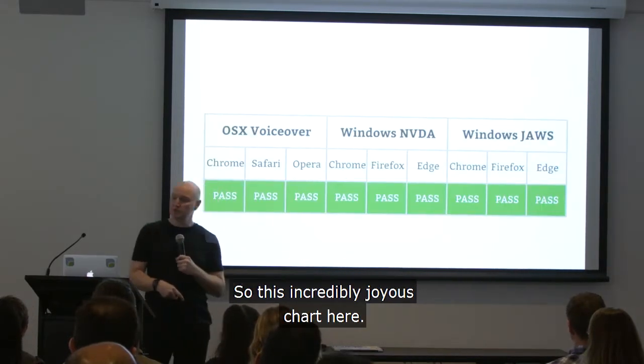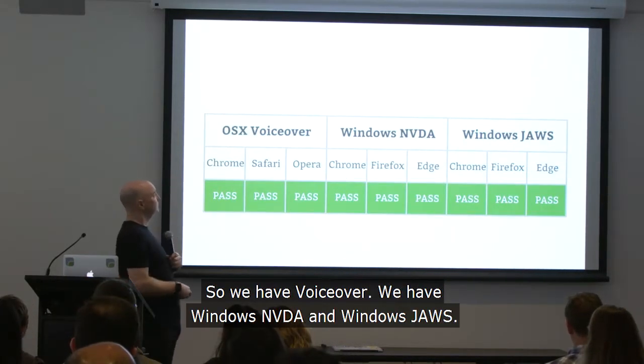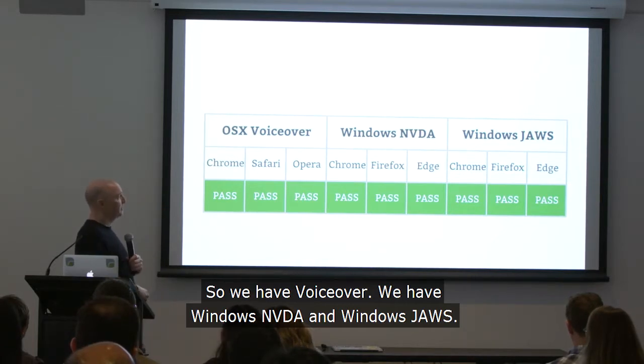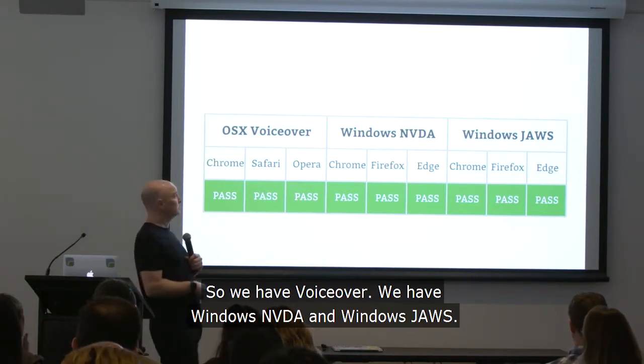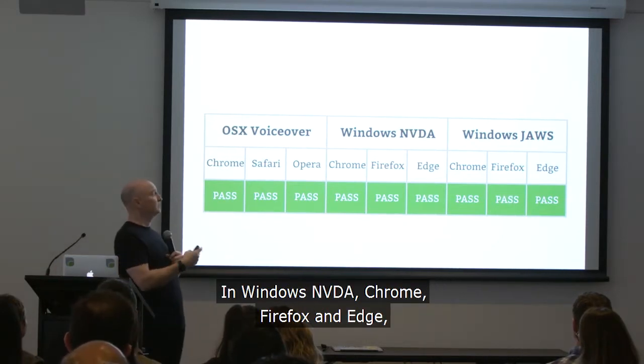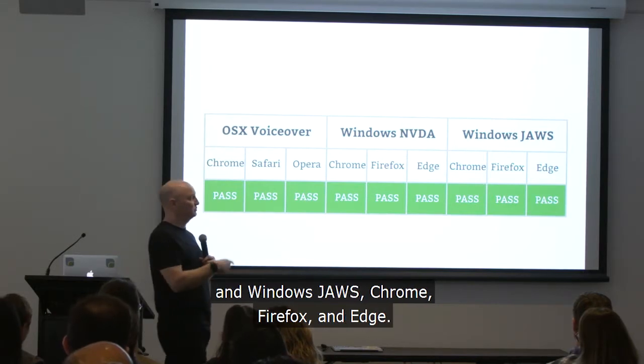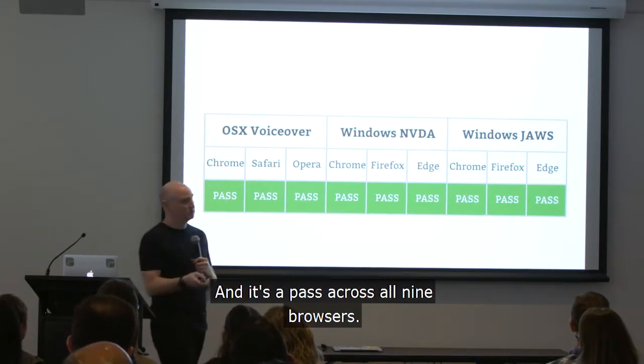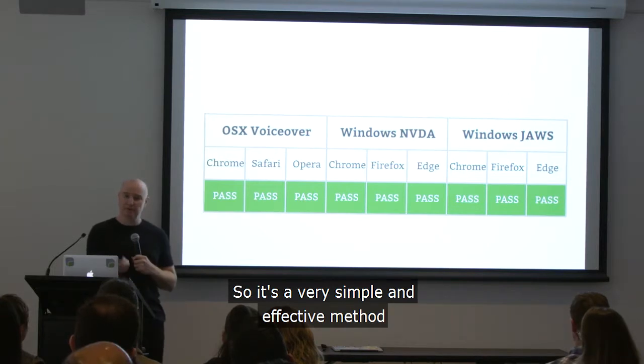So this incredibly joyous chart here. We have VoiceOver, we have Windows NVDA and Windows JAWS, and in VoiceOver, quick tests were done in Chrome, Safari and Opera, in Windows NVDA, Chrome, Firefox and Edge, and Windows JAWS, Chrome, Firefox and Edge. And it's a pass across all 9 browsers. So it's a very simple and effective method.